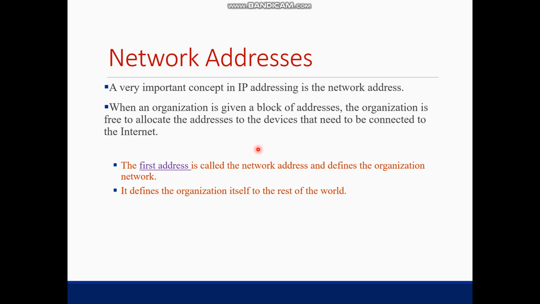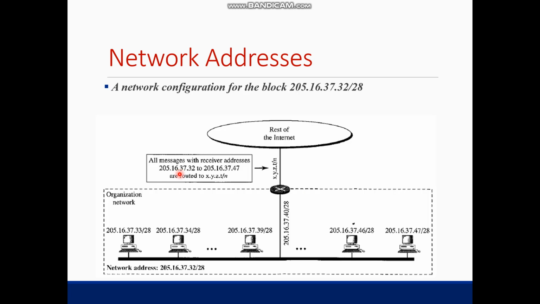Let's say in this organization we have some computers, some routers, some printers, or anything. So this organization is free to allocate those addresses inside that block to the given hosts inside the organization. The very important thing here is the first address. The first address in that block is called the network address, and it defines the organization network. So it defines the organization itself to the rest of the world. Anyone inside, or any other host outside this organization, is going to recognize this organization by the first address.